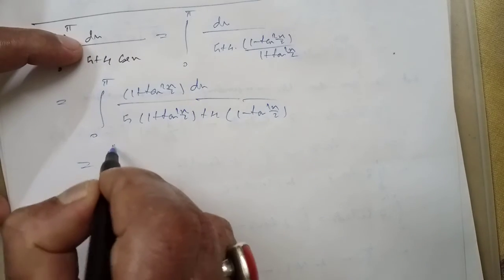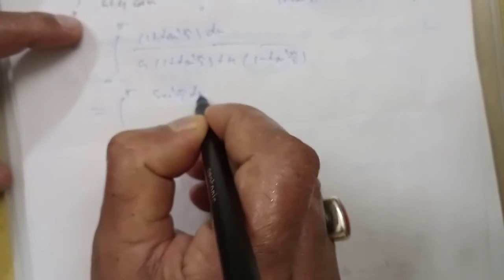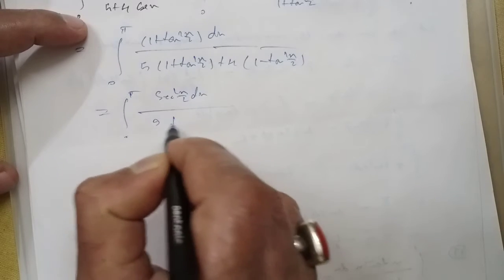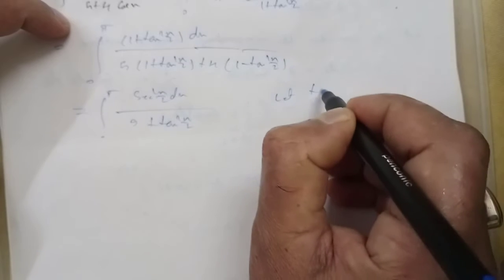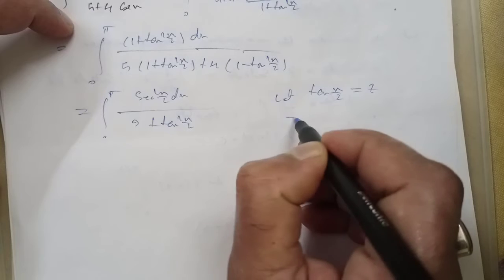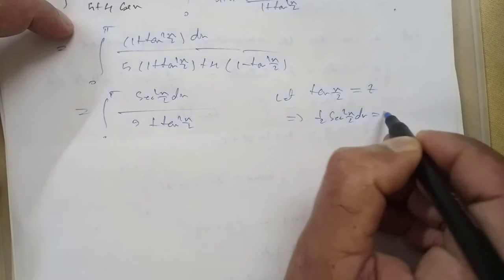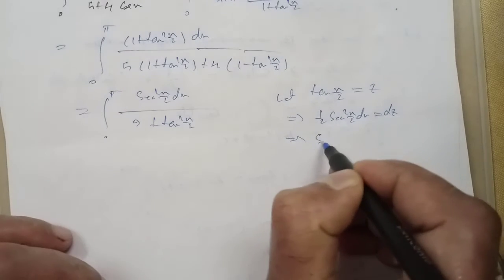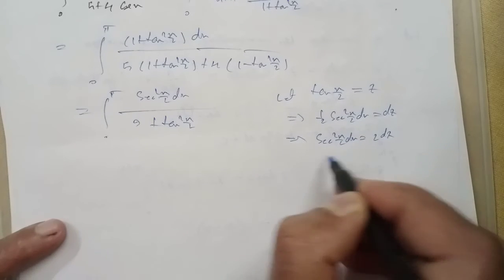Then we get 0 to pi. This is sec square x by 2 dx, and this is 5 plus 4, 9. 5 minus 4, that is 1, plus tan square x by 2. Now let tan of x by 2 be z. You get half sec square x by 2 dx as dz. So your sec square x by 2 dx becomes 2 dz.